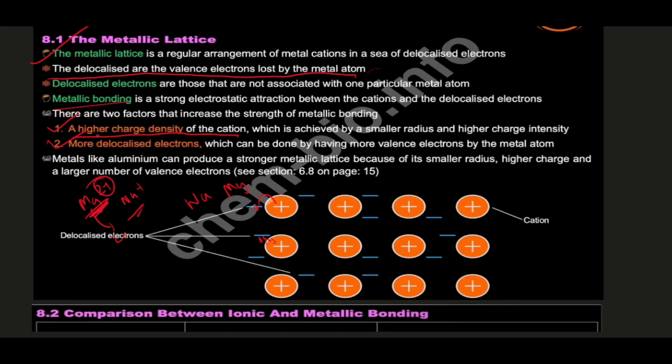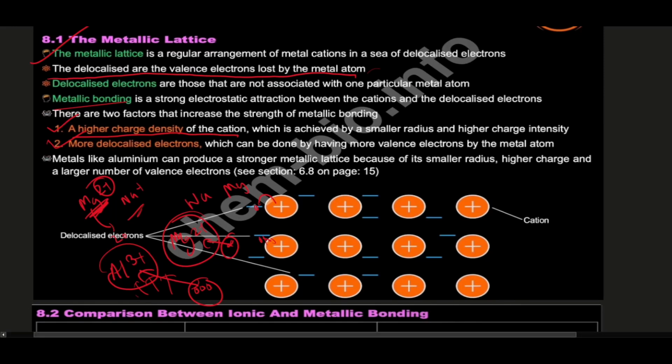So this aligns with our two statements provided right here. Metals like aluminum can produce a stronger metallic lattice because of its smaller radius and higher charge, and a large number of valence electrons. In the case of aluminum, we get Al3+. Each ion is 3+, which means each atom loses 3 electrons. So 3 delocalized electrons get to produce the metallic bond. The attraction between 3 delocalized electrons and an ion will be greater compared to the attraction between two delocalized electrons and one Mg2+ ion. That is how the strength differs, and that is the 2D structure of metallic bonding.